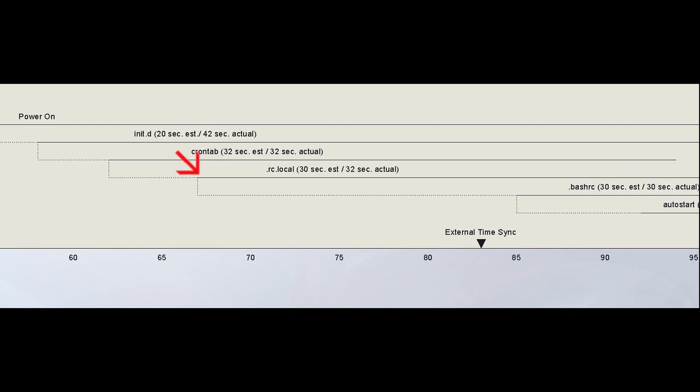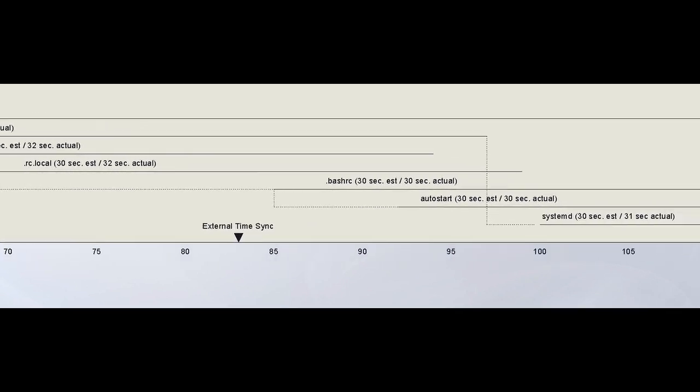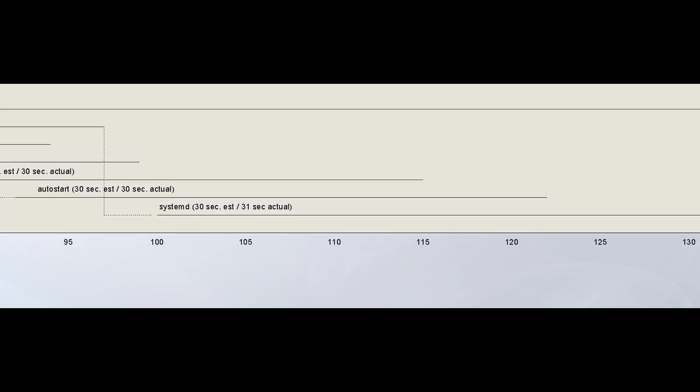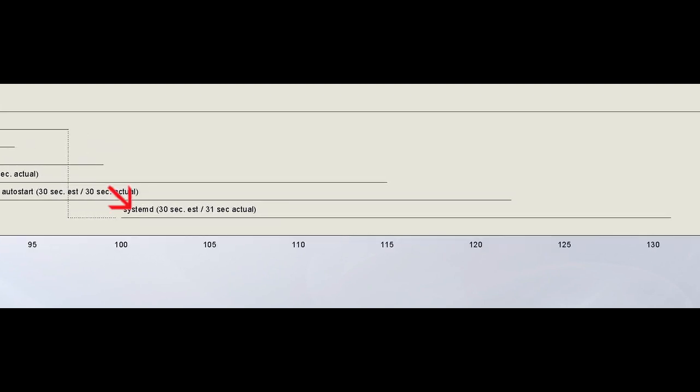Note that the real-time clock was synchronized to the internet time at about 83 seconds after power-up. At this point, I expected the systemd service script to start, but instead, 18 seconds later, the bashrc script began. 7 seconds after that, the autostart script started. It wasn't until after the init.d script ended that the systemd service script initiated.